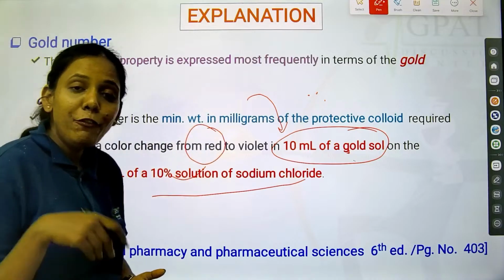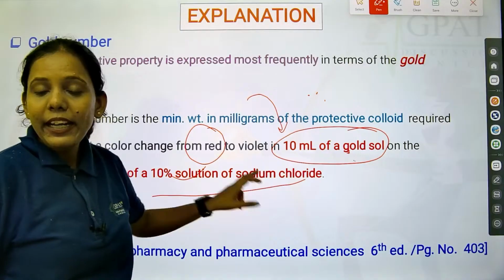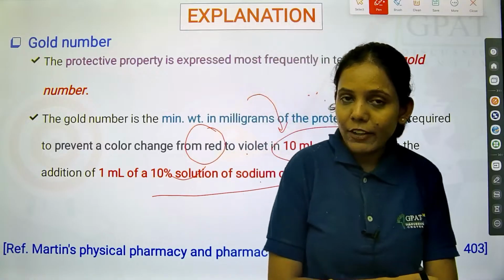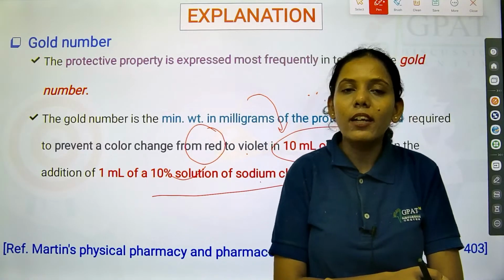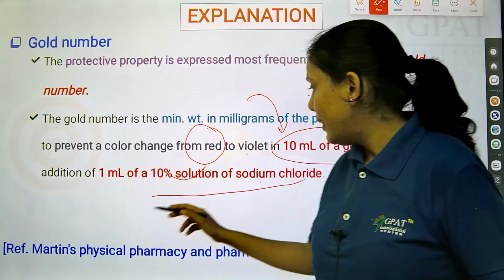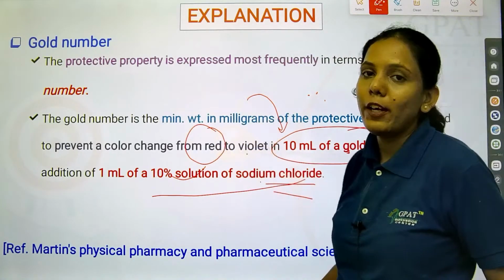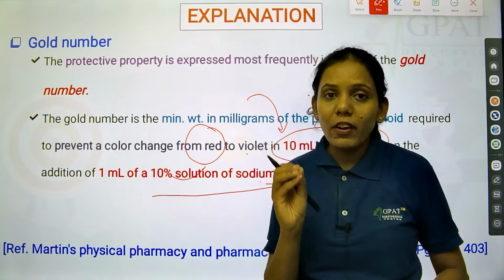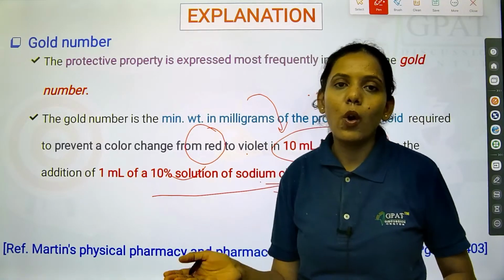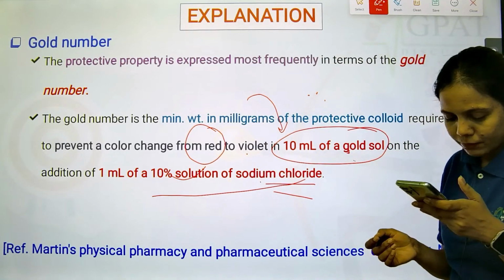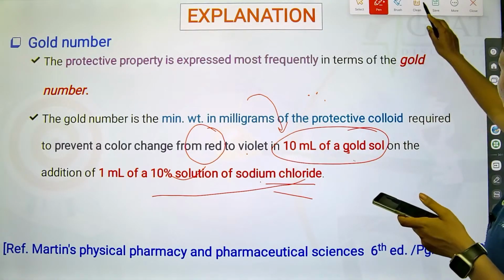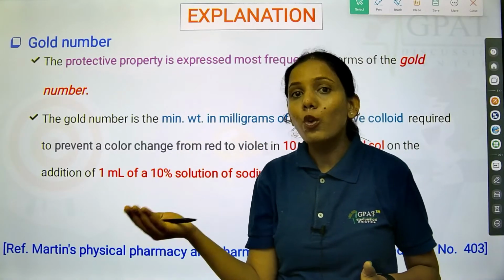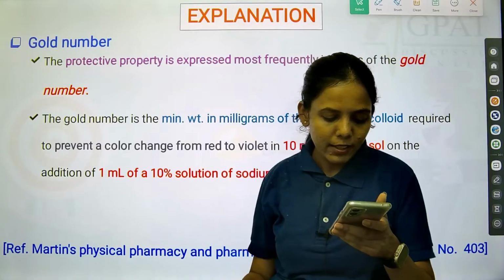Okay. If you add this NaCl solution, it will change into violet if it is not having good protective property. But if the colloid is sufficient enough to give that colloidal property, then this NaCl will not be able to change from red to violet. So the minimum amount of the colloid required to prevent the color change from red to violet is nothing but the protective colloid. Gold number is inversely proportional. Very good. So definitely, if with a lesser quantity you are getting good protective action, that means it is effective, right? It is inversely proportional.